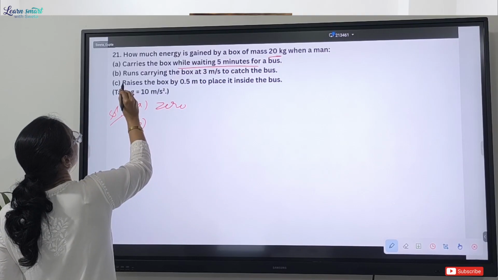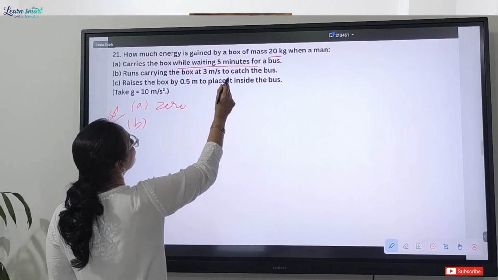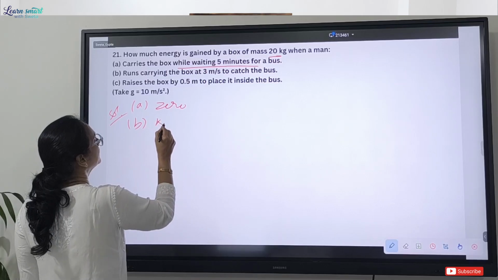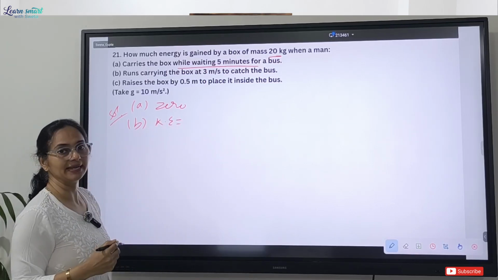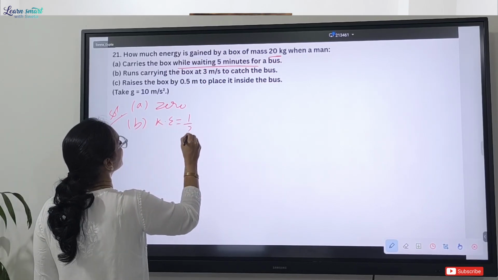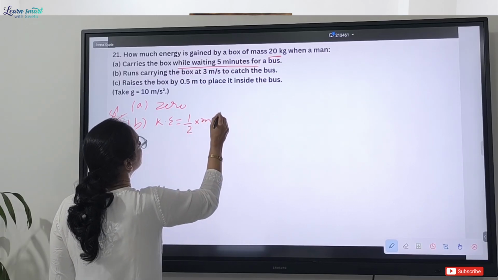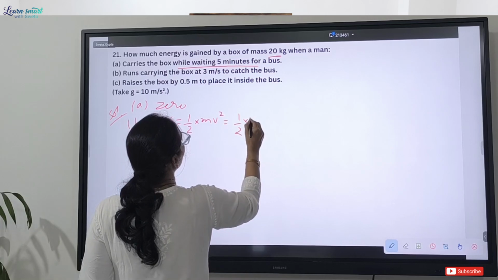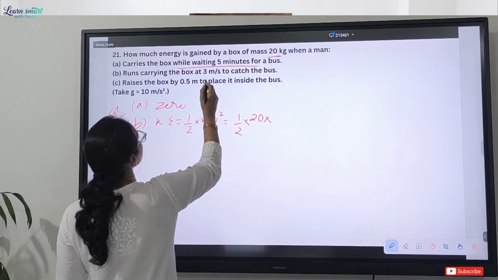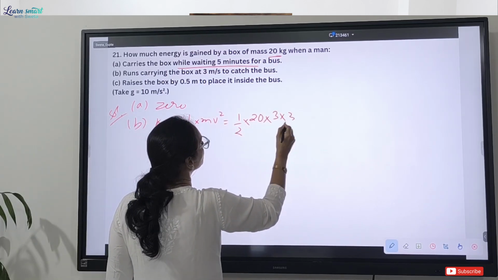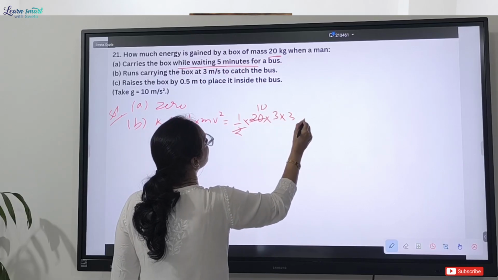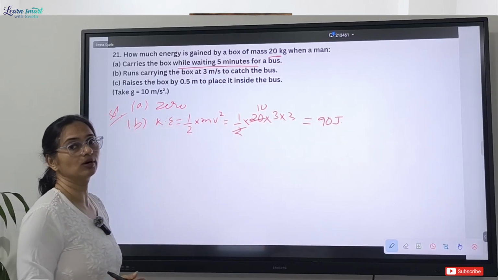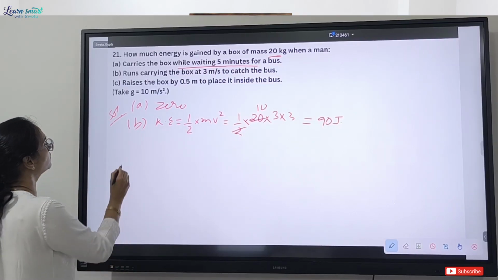Number B. The man runs carrying the box at 3 meters per second to catch the bus. The man is running, so whatever is the kinetic energy, that will be the work done. Kinetic energy is half mv square. So half into mass of the box is 20 and velocity is 3 meters per second, into 3 into 3. 2 10 times, 9 into 10, 90 joules. So this is only the work done. Whatever is the kinetic energy, that is the work done.